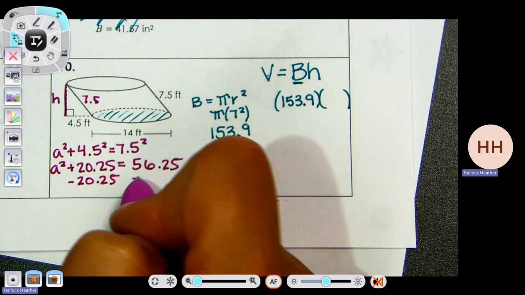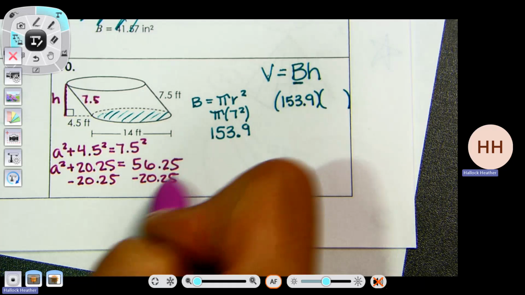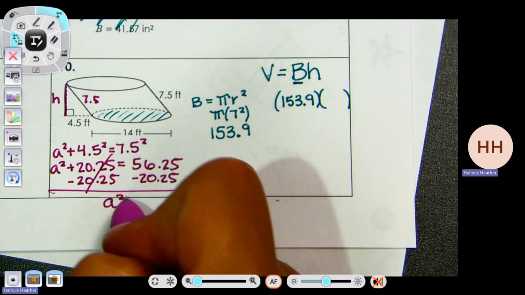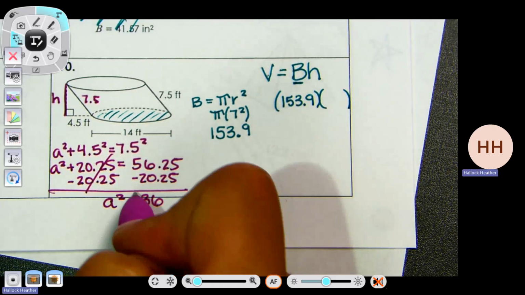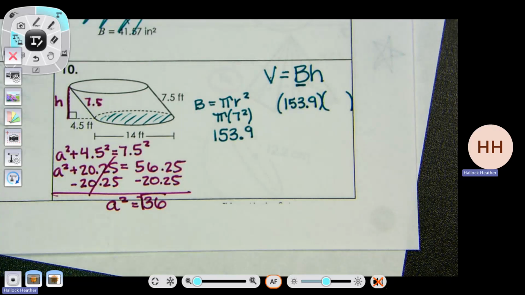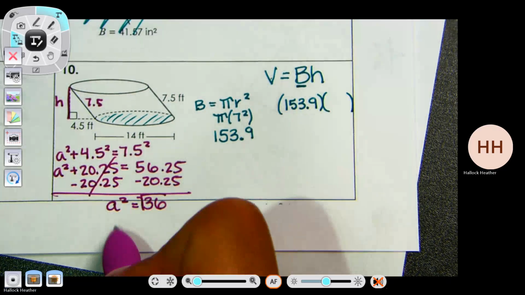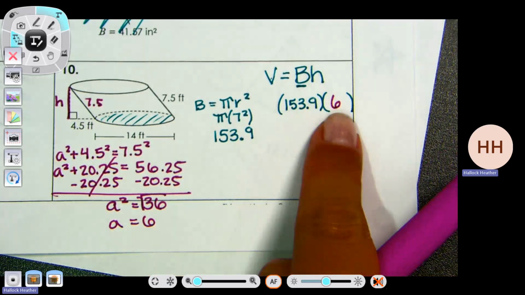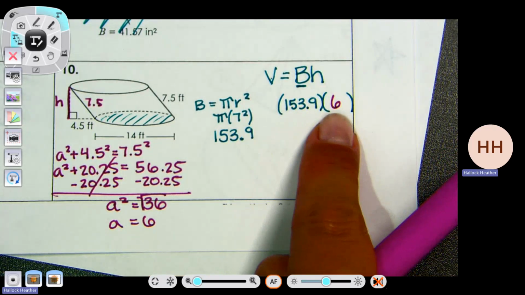So with boys touching each other, stop it. Okay, so if you take the square root of 36, what do you get for your height? 6. So now I can actually finish this just by multiplying.